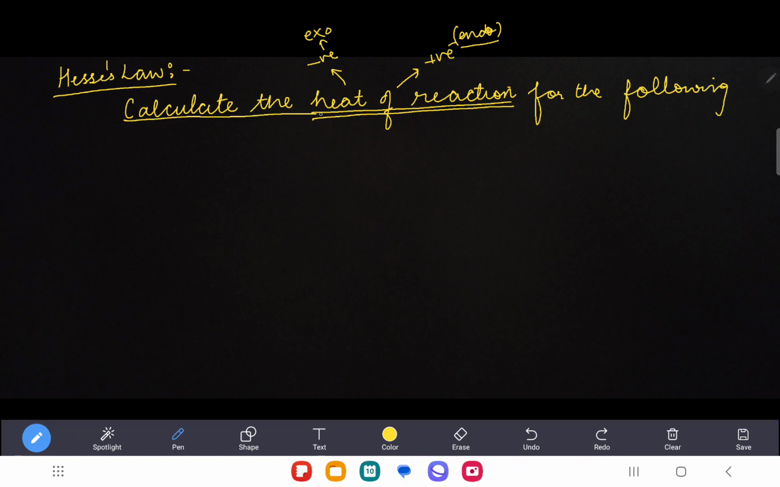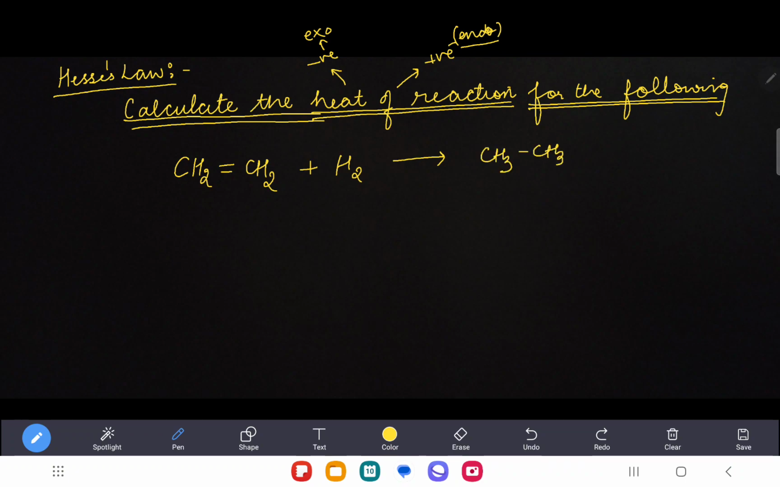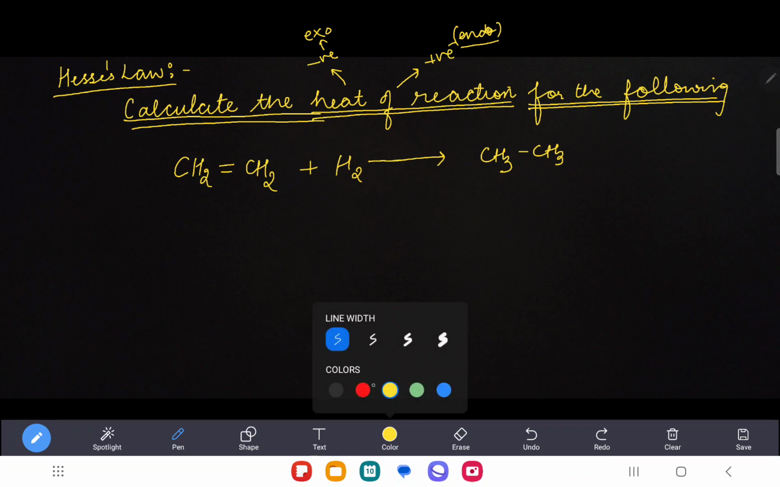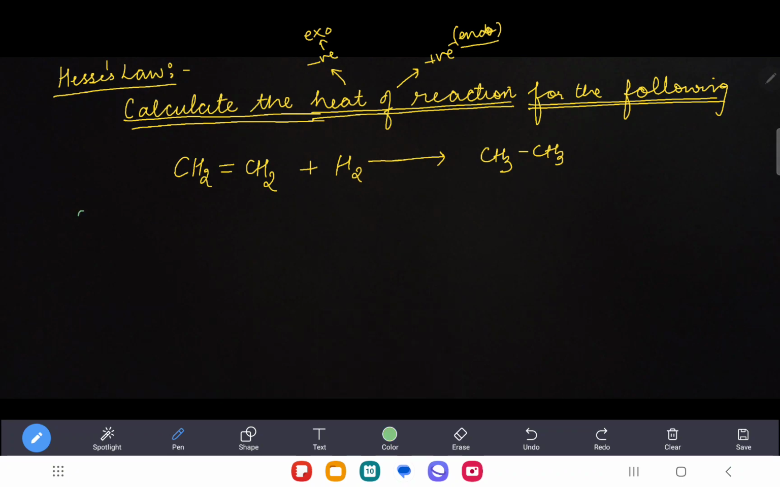So when we are talking about the heat of reaction, just understand that we are given this particular reaction: CH2=CH2 plus H2 gives me CH3-CH3. That's the reaction, and I have to calculate the heat of reaction of this particular reaction, and the given data would be here.